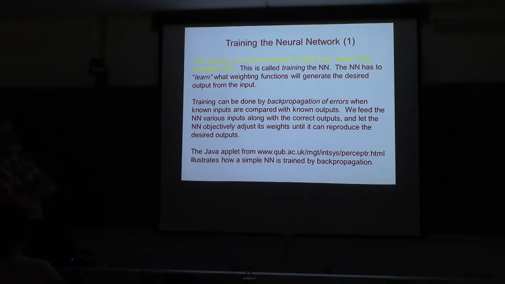Okay, so let's take a deeper look at these things now. The essence of a neural network is that it can learn from available data, and that's called training the neural network. You have to have a data set where you know the inputs and you know the right answer. We're going to see how you use that to generate values for all these little weights that connect all the different inputs, outputs and neurons.